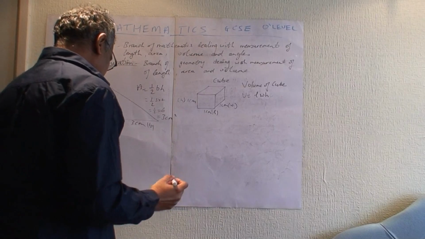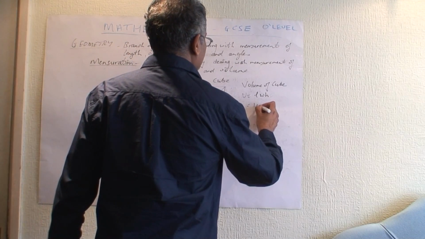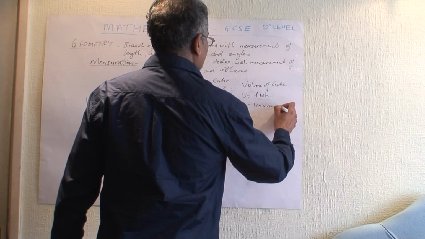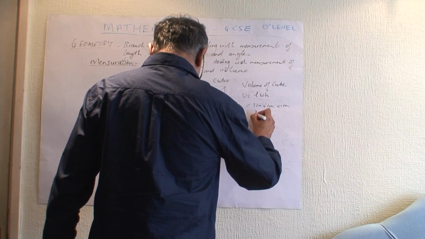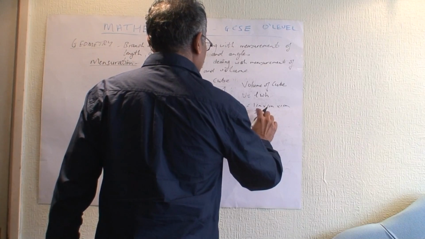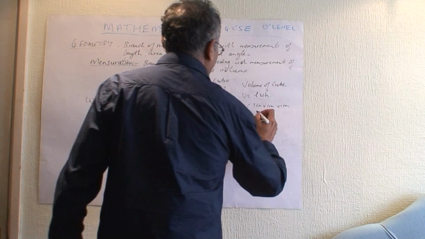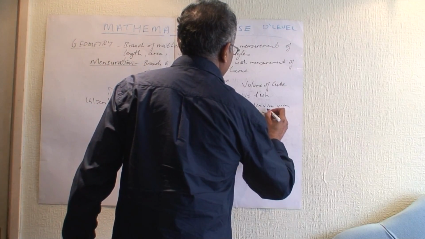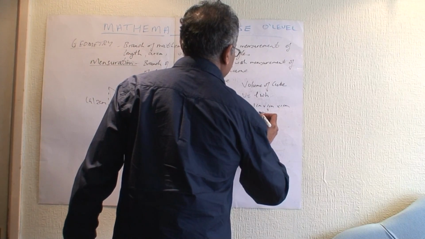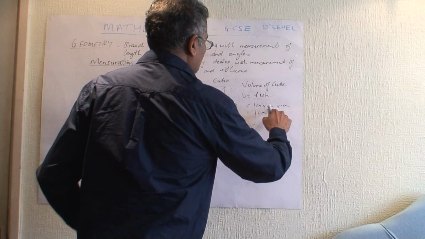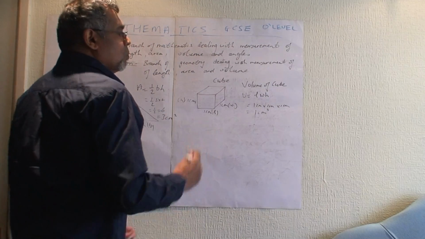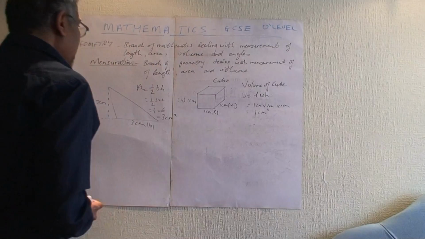And that simply is 1 centimeter by 1 centimeter by 1 centimeter, and that is equal to, oops, no, that's equal to 1 centimeter cubed. 1 centimeter multiplied by 1 centimeter multiplied by 1 centimeter, 1 centimeter cubed.